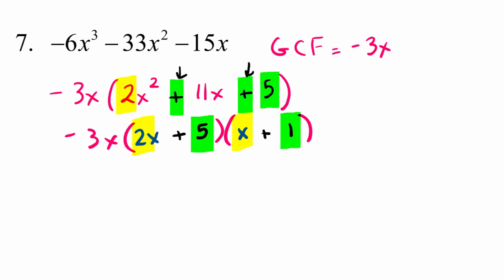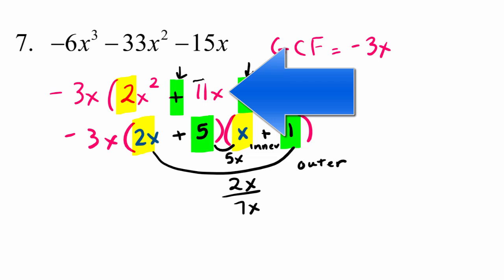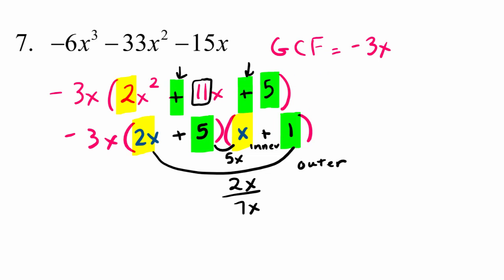But before saying that I'm done with this problem, I need to check my middle term. So that means that I'm going to have to check my outers when we FOIL, and the inners, or the inside. Those are the ones that give us the middle term. So 2x times 1 is 2x, and 5 times x is 5x. So notice how when I add these two, I get 7x, and I needed an 11. Do you see that? So that tells me that my 5 and my 1 are in the wrong spot. So I'm going to try this again. I don't think that's right. All right, so I'm going to switch those.